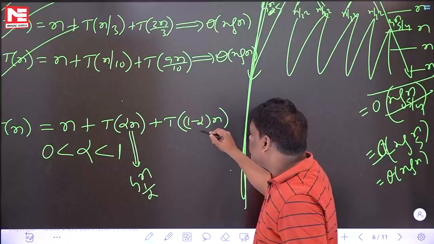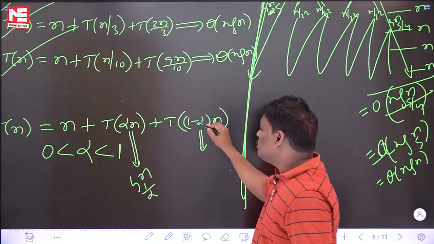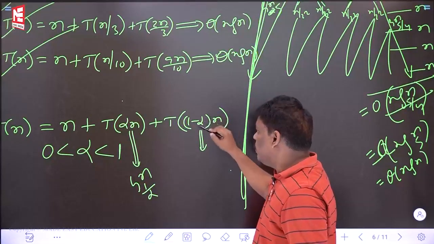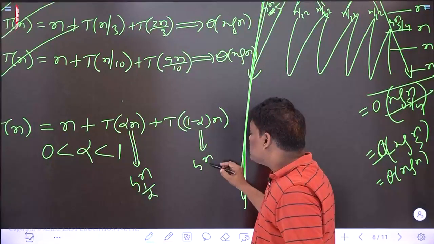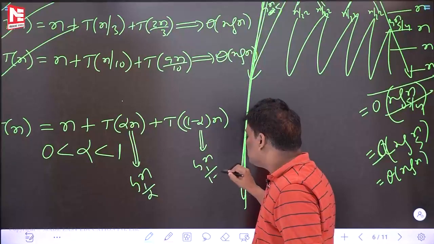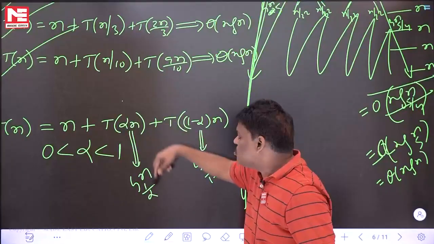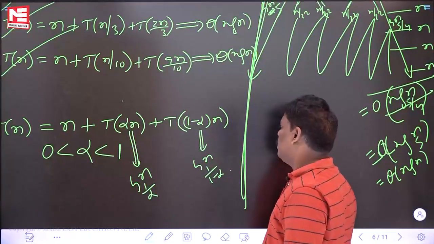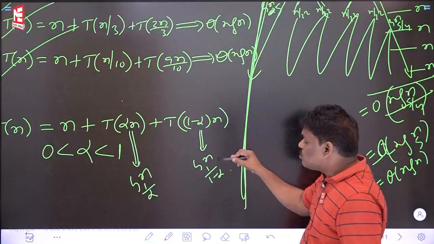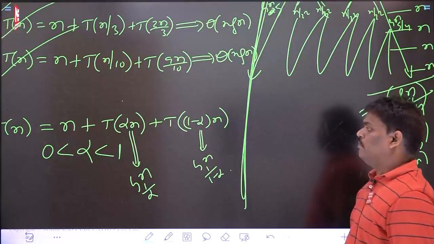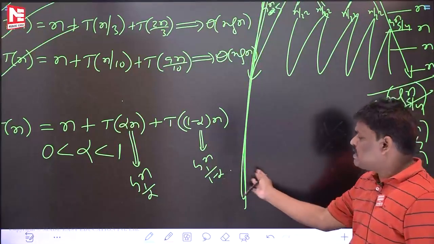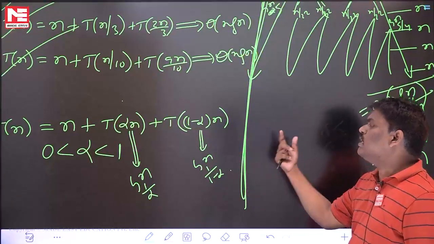Can you say what is the height of this other one? Suppose 1 minus alpha is 4 by 5. I want log n base 5 by 4, which means 1 by 1 minus alpha. So the height of this one is going to be log n base 1 by alpha, and the height of this one is going to be log n base 1 by 1 minus alpha. Both are similar, the only thing is the constant factor they differ.